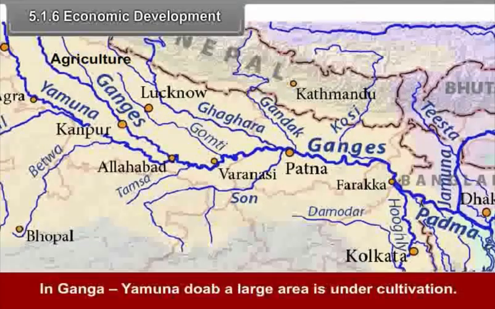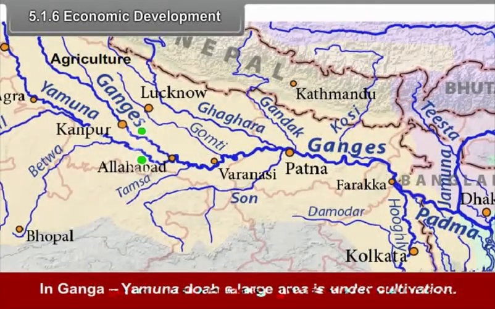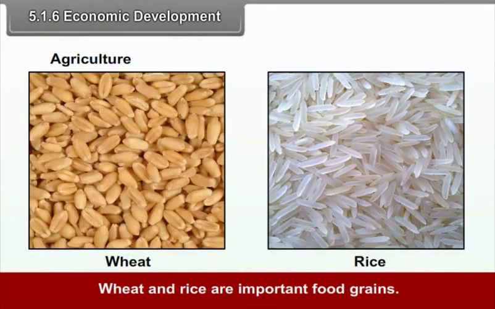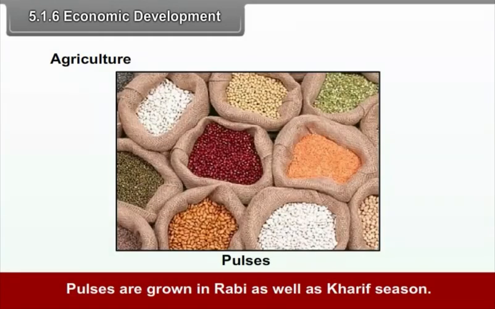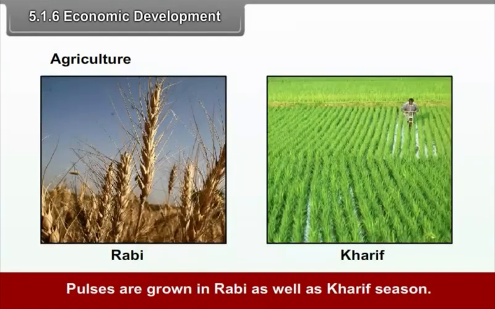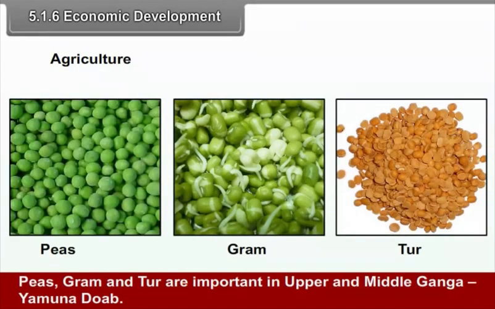In the Ganga Yamuna Doab, a large area is under cultivation. Wheat and rice are important food grains. Bajra, maize and jawar are also cropped. Pulses are grown in Rabi as well as Kharif seasons. Peas, gram and tur are important in the upper and middle Ganga Yamuna.